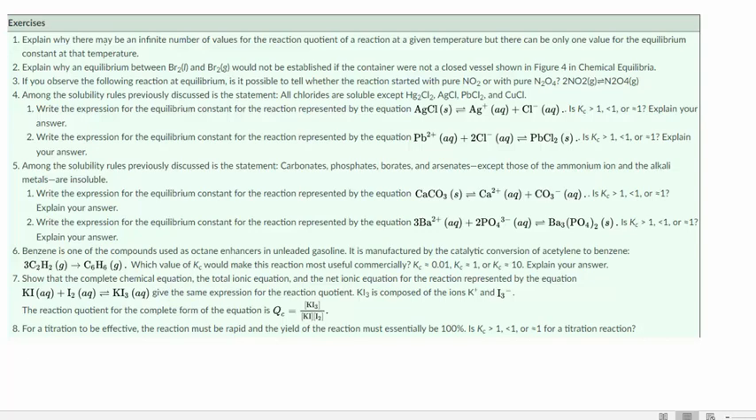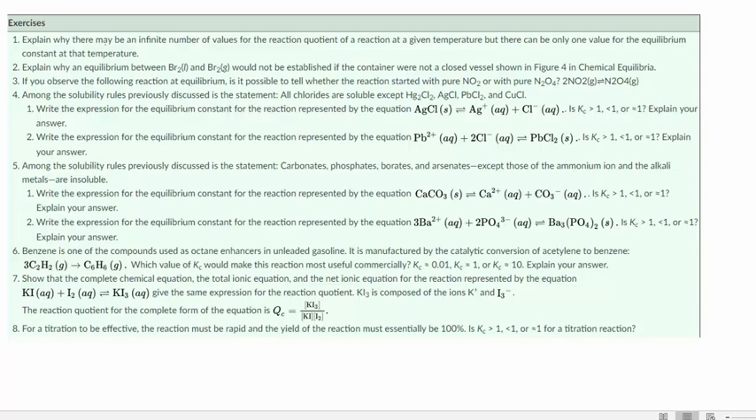Number 3, if you would observe the following reaction at equilibrium, is it possible to tell whether the reaction started with pure NO2 or with pure N2O4? Well, if it's at equilibrium, it will be impossible to tell. Because at equilibrium, you will form a steady state. It doesn't matter what you started with, at equilibrium it will look the same.